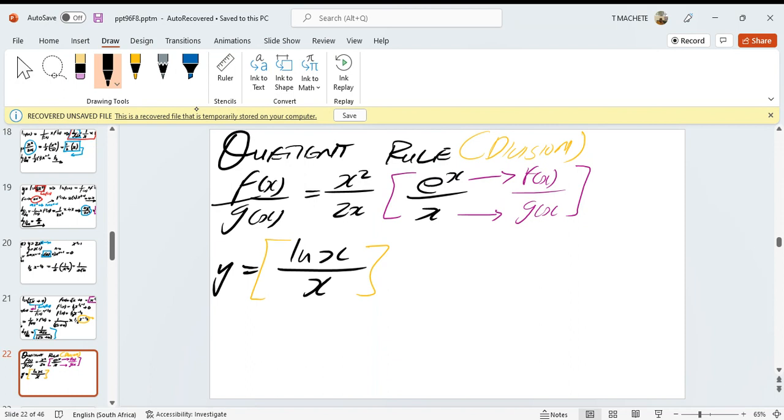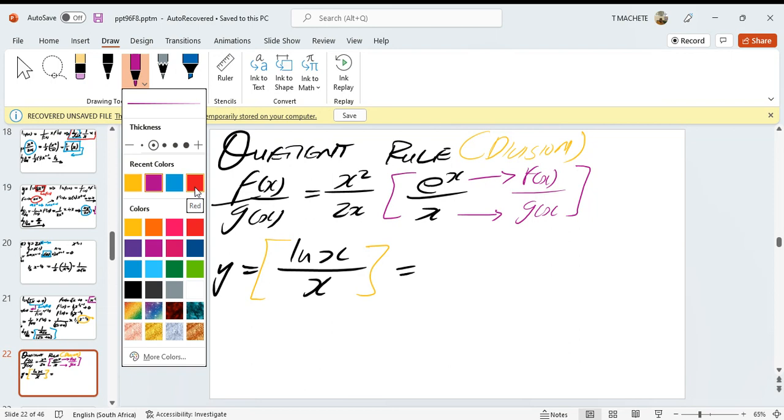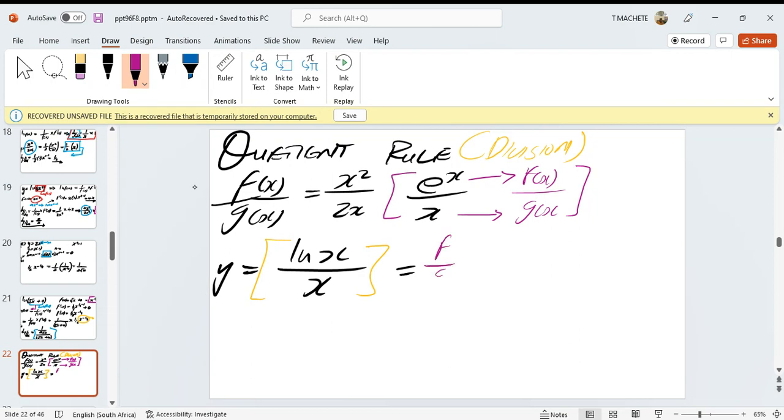this is what you do. You go to the formula sheet. You look for this quotient rule. If you check there, on the left hand side, that's your question, f over g. So the top one is your f, the bottom one is your g. Let's write it down. The top one is your f, the bottom one is your g.